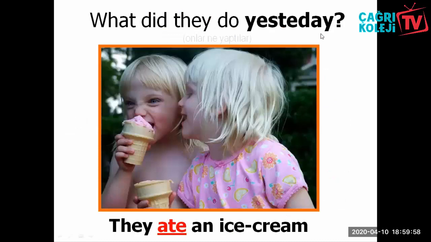So here, look at the picture. What do you see? You see two children. What are they doing right now? They are eating ice cream. Let's imagine that they did this action yesterday. So my question: what did they do yesterday? They ate an ice cream. Eat changes into ate. Eat, first form of the verb. Ate, second form of the verb.